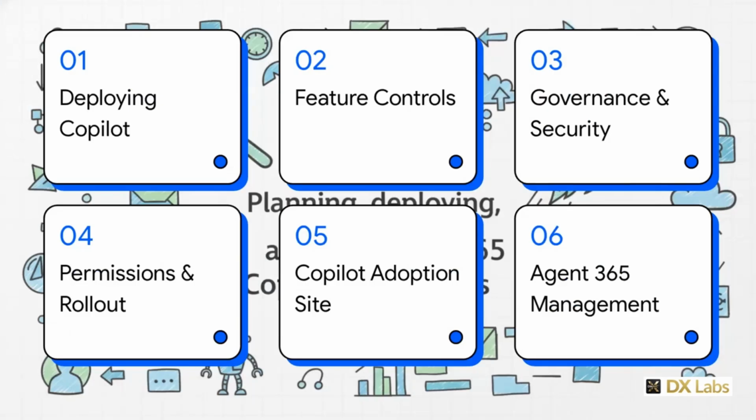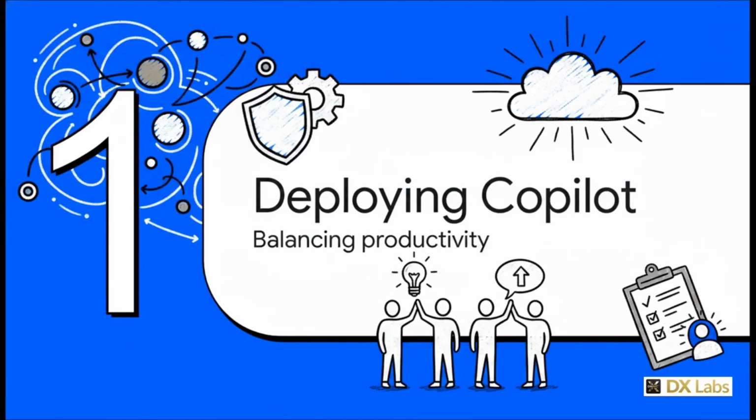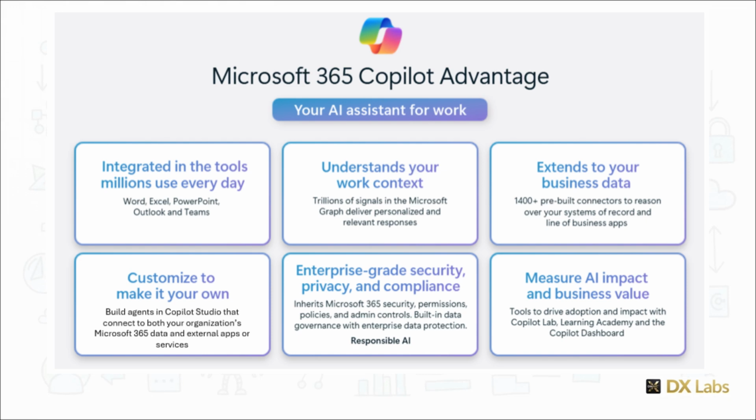To get you ready for the exam, we'll break this explainer down into 6 key areas: deploying Copilot and agents, feature controls and availability, governance and data security, permissions and rollout practices, the Copilot adoption site, and finally, managing AI with Agent 365. Let's kick things off with Section 1, Deploying Copilot and Agents, where we'll look at balancing user productivity with organizational security. Think of deploying Copilot like giving a brand new employee a detailed map of exactly what they are and aren't allowed to access on their very first day.